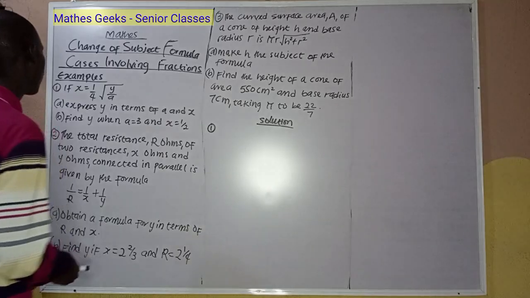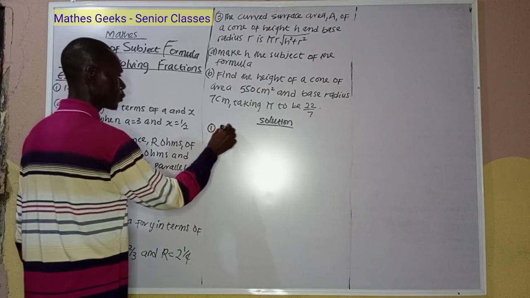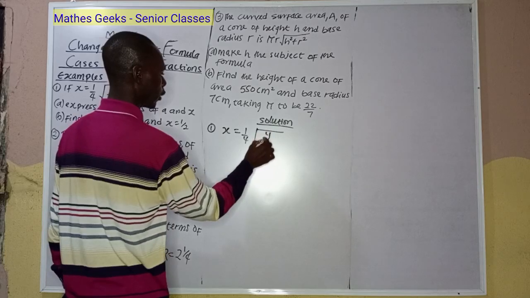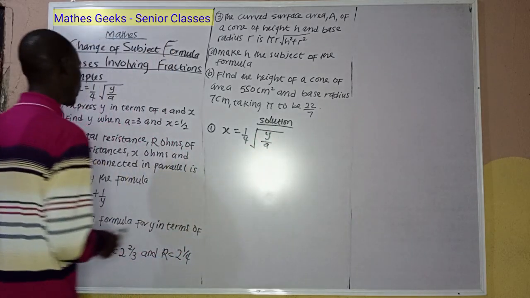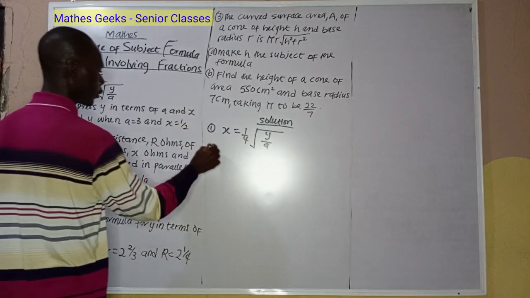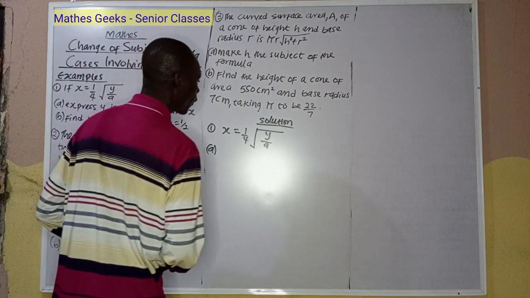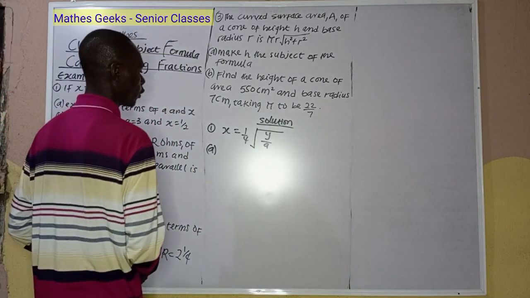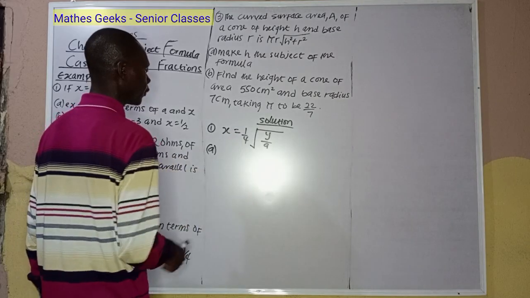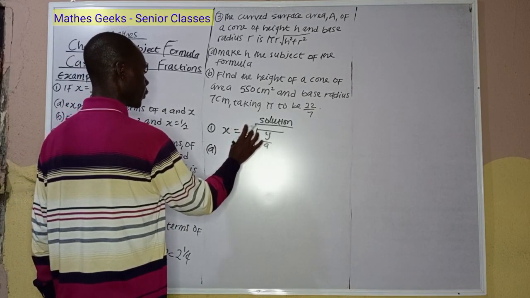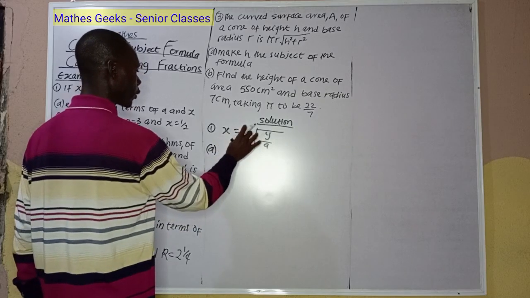Number 1 says if x equals 1 over 4 square root y over a, express y in terms of a and x. Expressing y in terms of a and x means making y the subject of the formula. For us to do that, we need to first clear off this obstacle. This is 1 over 4, and to clear it off, this is division.